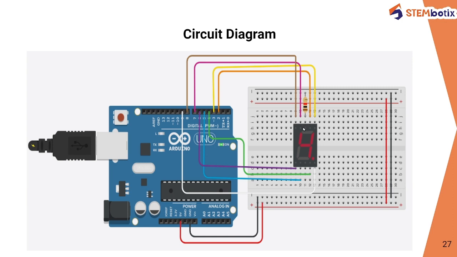Here the 7 segment is cathode type, hence the common terminal of this particular 7 segment is connected to the negative rail of the breadboard, and through this breadboard it is directly connected to the ground pin of the Arduino Uno board.